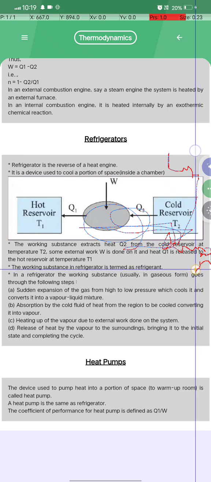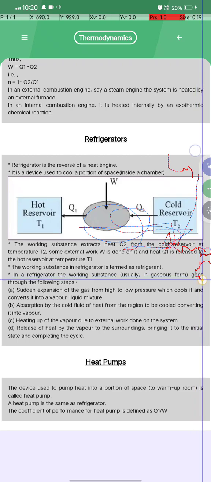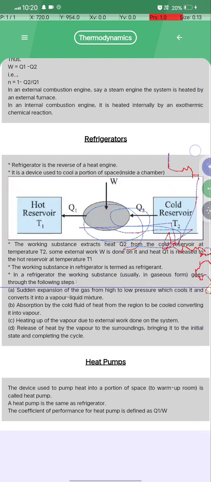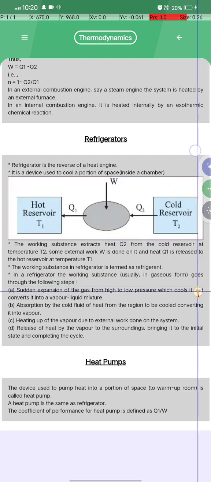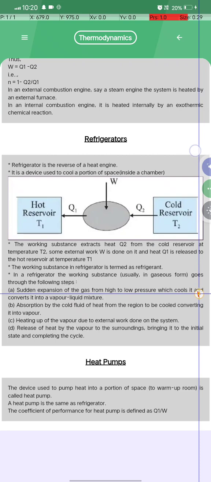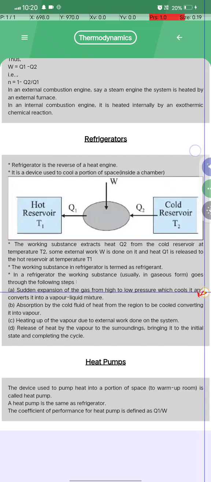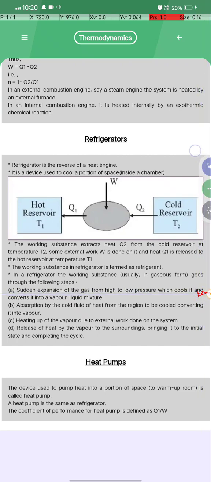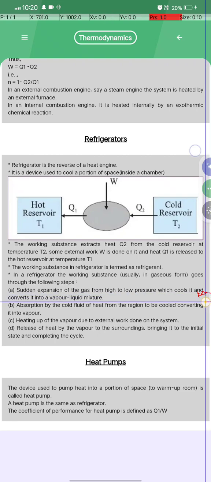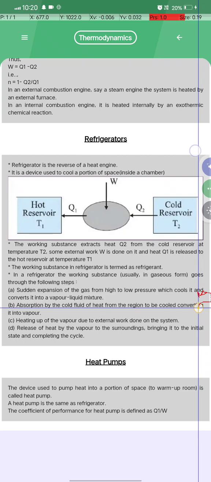The working substance in a refrigerator is termed a refrigerant, and it is usually in gaseous form and goes through the following steps. First, sudden expansion of the gas from high to low pressure, which cools it and converts it into a vapor and liquid mixture.